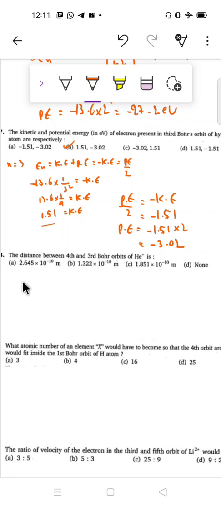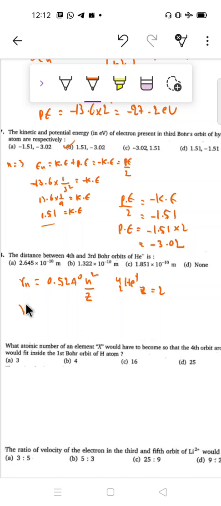let us write down the equations for it. Useful equation: Rn is equal to 0.52 angstrom into n square by Z. For helium, they mentioned helium plus. We know the atomic number of helium is 2, so Z is equal to 2. They mentioned the distance between the fourth and third Bohr orbits.